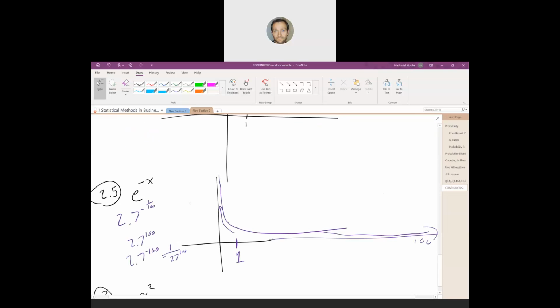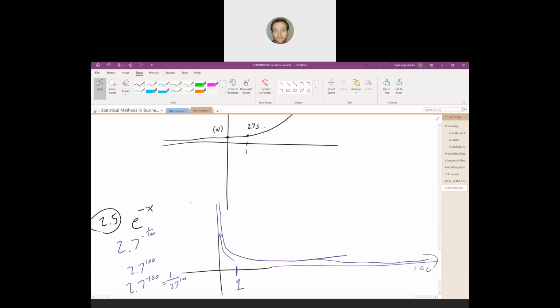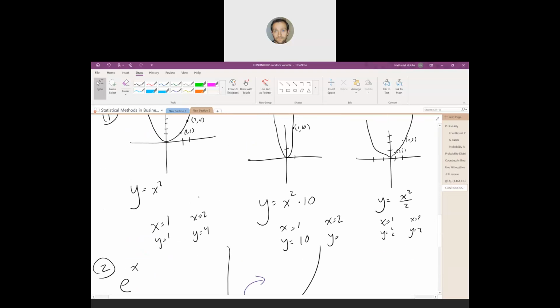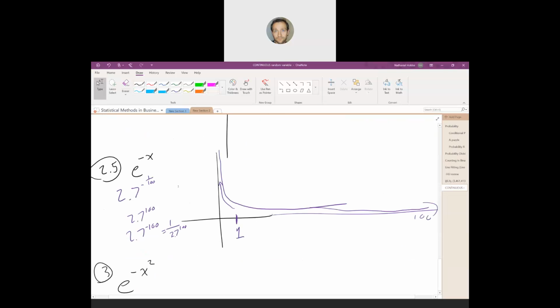2.178, thank you. 2.1, wait, 2.718. All right, where am I getting 2.73? Maybe the golden ratio or something. Whatever. Thank you for the correction. I should know better.